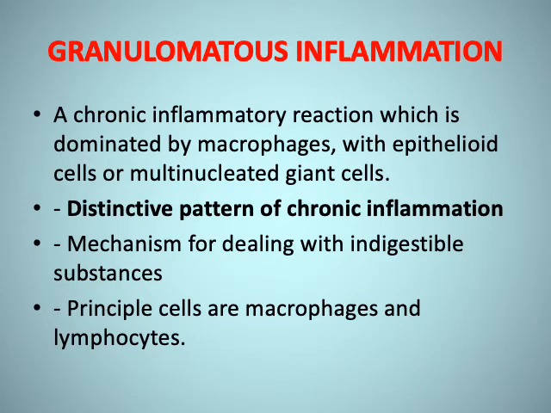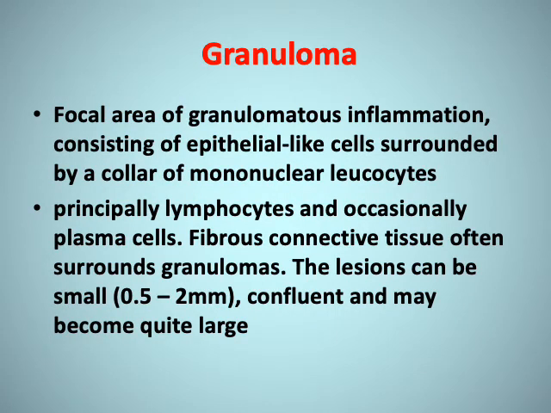Granulomatous inflammation is a chronic inflammatory reaction dominated by macrophages, epithelioid cells, or multinucleated giant cells. Its principal cells are macrophages and lymphocytes. What is the meaning of granuloma? A granuloma is a focal area of granulomatous inflammation consisting of epithelial-like cells surrounded by a collar of mononuclear leukocytes, principally lymphocytes and occasionally plasma cells.